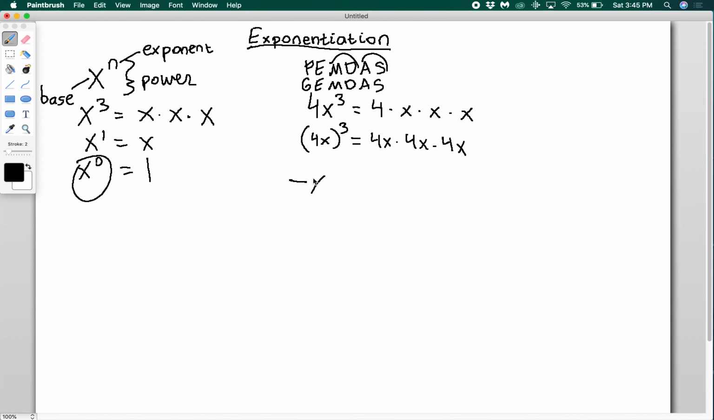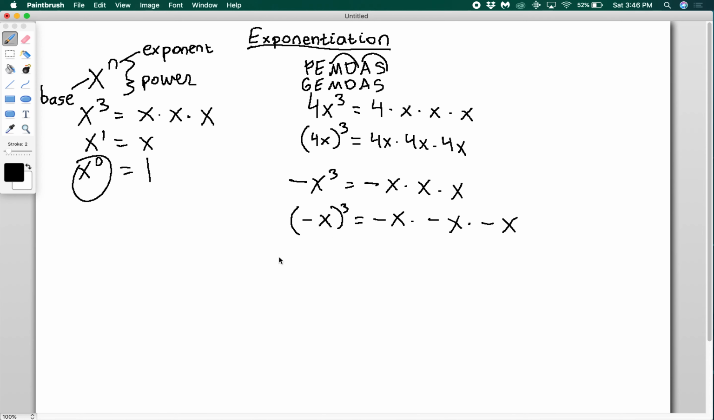The same goes for signs. If I have negative x to the third, this is negative x times x times x. So if it was negative 2 to the third, 2 to the third is 8, and then we would take the negative and say, okay, I have negative 8. Whereas instead, if I had (negative x) cubed, this is negative x times negative x times negative x, because we do the negative times the x first, and then we do the power.